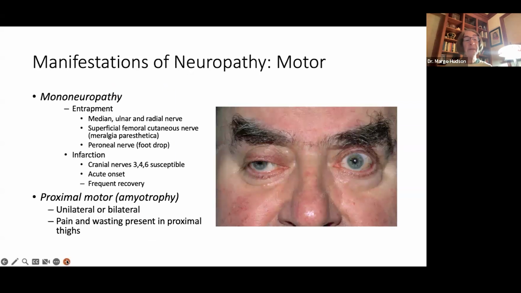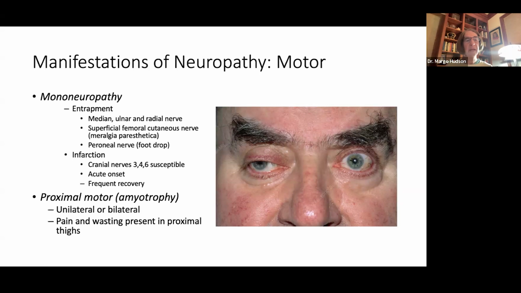What about motor neuropathy? So there are mononeuropathies. Entrapment syndromes can involve median, ulnar, and radial nerves in the arm. It can involve the superficial femoral cutaneous nerve, also called neuralgia paresthetica, which presents as numbness and tingling in the upper outer quadrant of the thigh. And you may have seen a patient with peroneal foot drop, which can occur in patients.